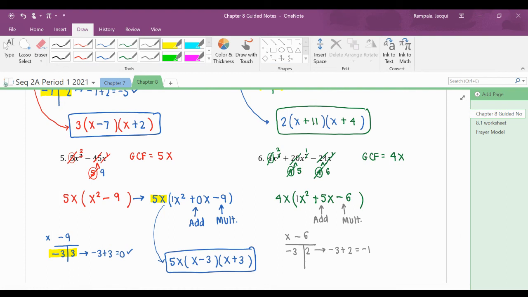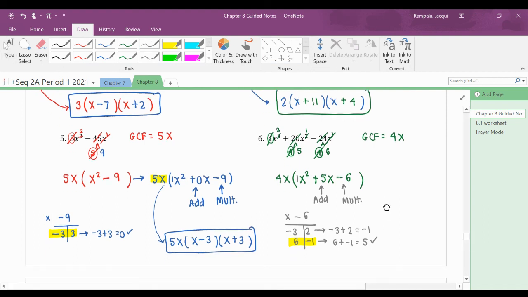I want a 5. So what's another way to multiply to 6 besides 3 and 2? Well, 6 and 1. I'm going to make the 1 negative so I can have a positive times a negative. If I add those together, 6 plus negative 1, that is going to get me to that positive 5 that I'm looking for. So those are the two numbers that I'm going to need in my parentheses.